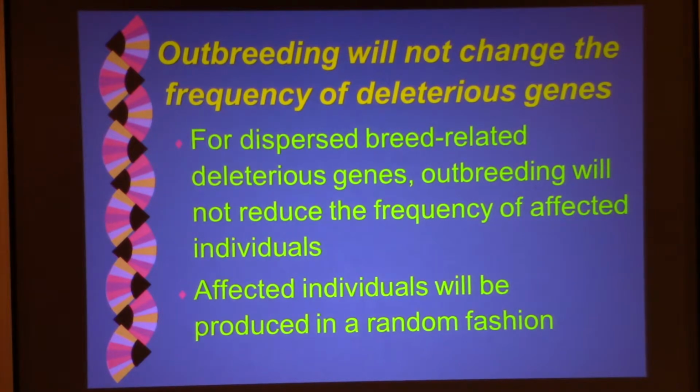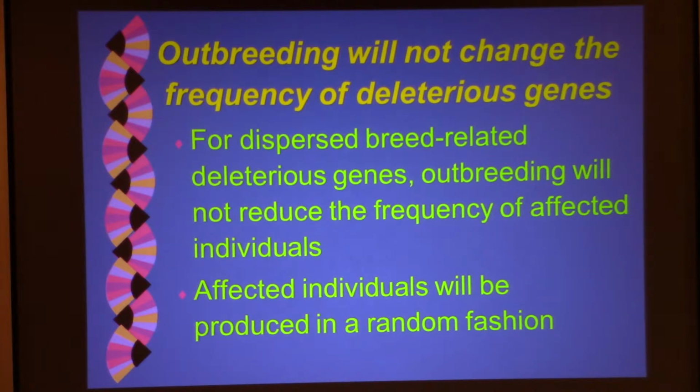Outbreeding will not change the frequency of deleterious genes. For dispersed breed-related deleterious genes, outbreeding will not reduce the frequency of affected individuals. For breed-related disease, those genes have been disseminated throughout the background of your gene pool. So when we research genetic diseases, what we find is a lot of times the first couple of affected individuals are fairly outbred, because you don't need line breeding in order to create affecteds, because those genes have been dispersed in the gene pool. So affected individuals are produced in a random fashion. That's what will happen without breeding.